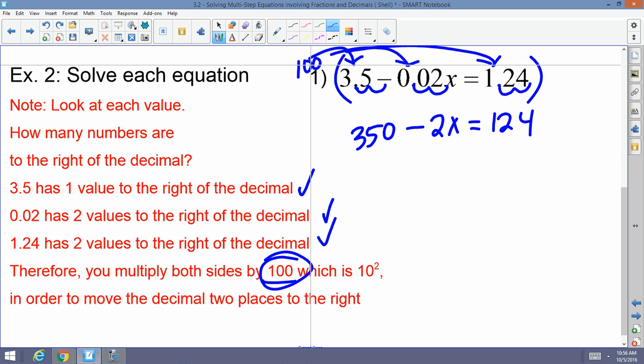Some people like working with decimals. Good for you. God bless you. I'm not going to penalize you for that. Some people love decimals. Great. Some people don't. I've given you options here.